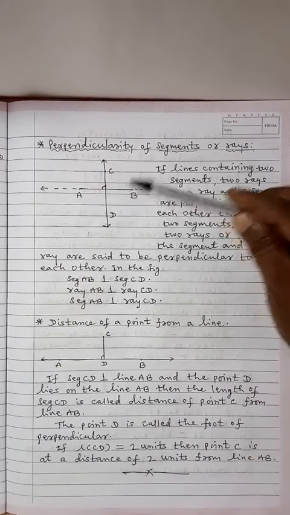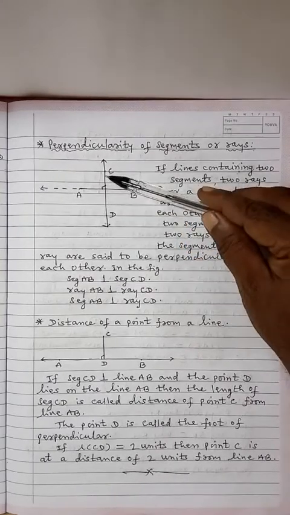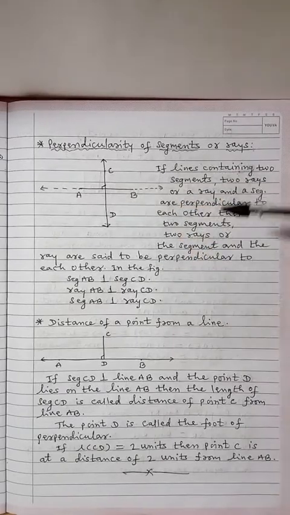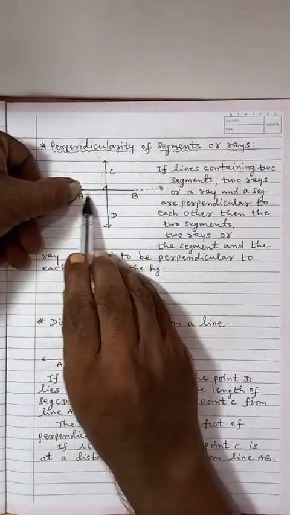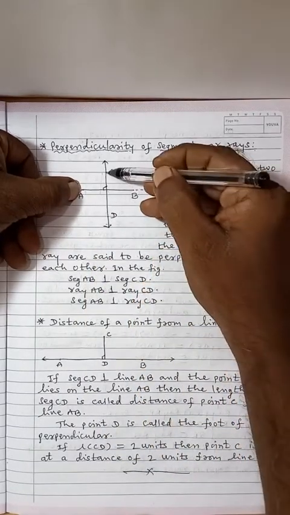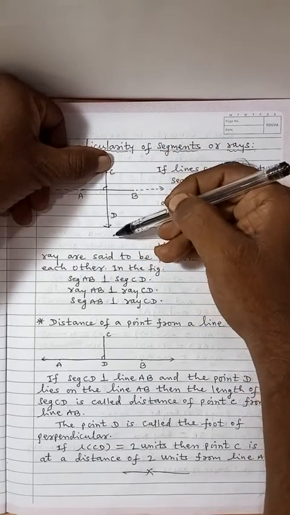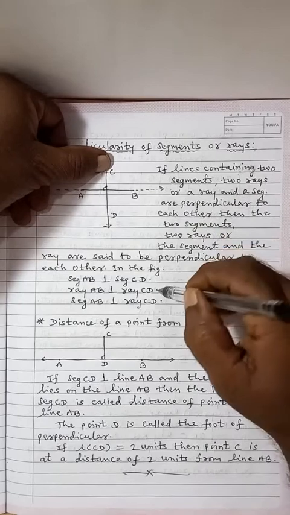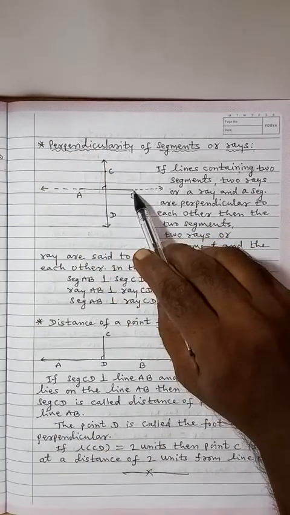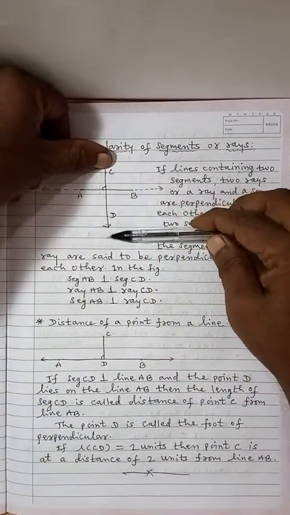In the figure, segment AB is perpendicular to segment CD. Ray AB is perpendicular to ray CD, from C to downside. Yes, this is ray CD. They are perpendicular. Then segment AB is perpendicular to ray CD.